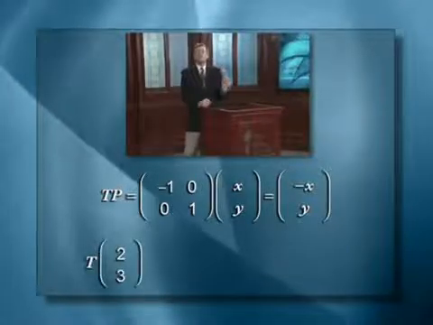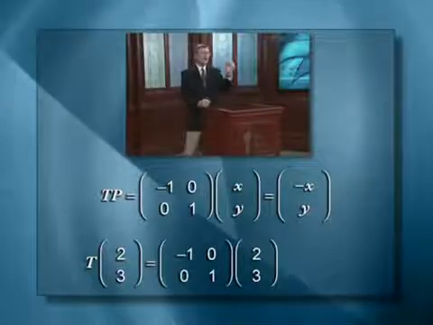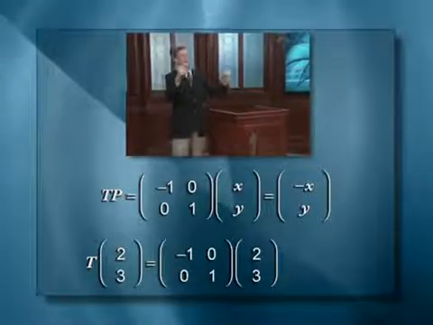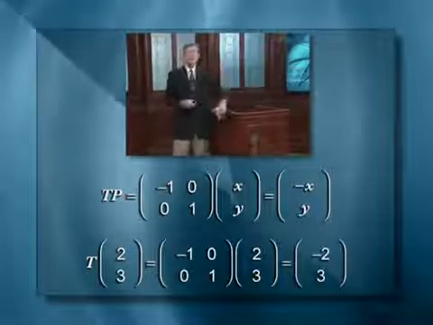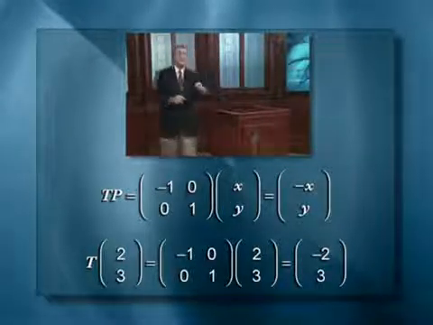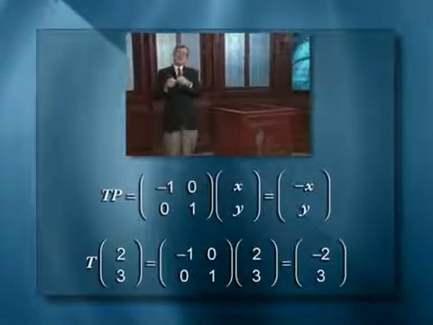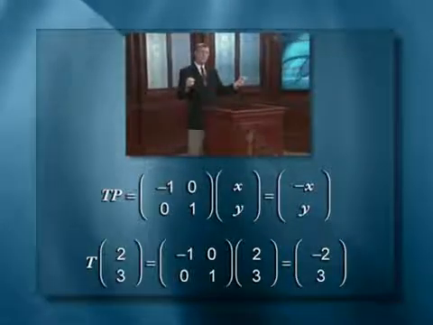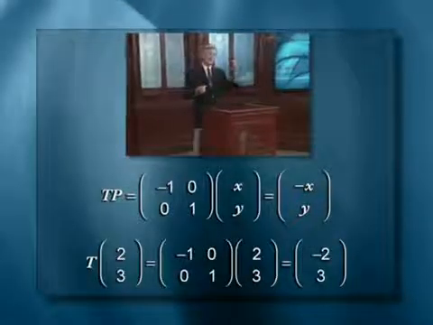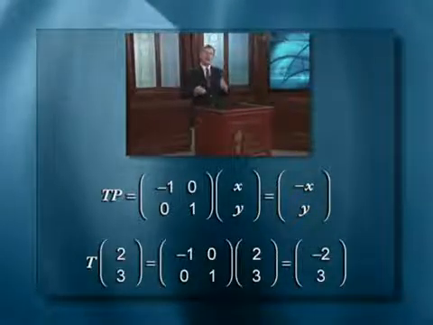Let's do a quick example to see it with a particular point. Suppose x, y is 2, 3. Then it would be minus 1, 0, 0, 1 times 2, 3, and look what happens. The 2 turns into a minus 2, but the 3 stays where it is. So the point 2, 3 gets moved to the point minus 2, 3. That's a reflection across the y-axis.